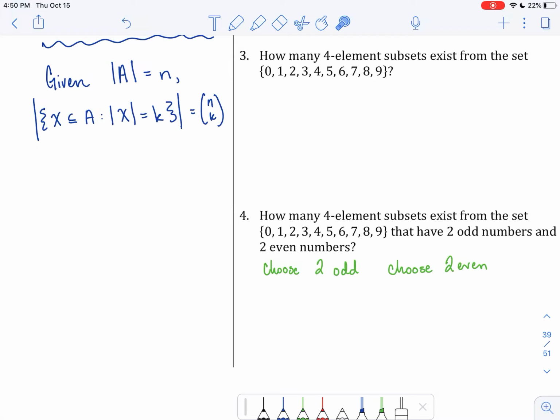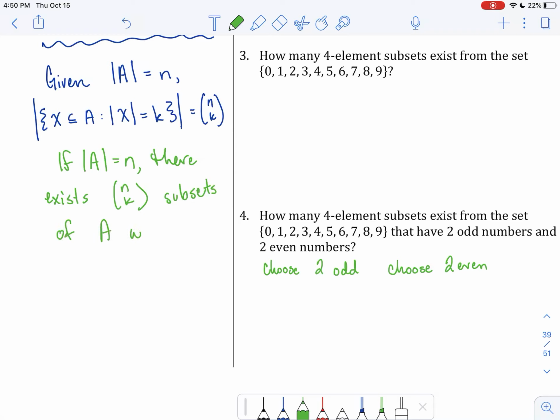Now, this is helpful in a lot of ways, and I'm just going to write this again in a way that will hopefully be especially clear: if A has n elements, there exist n choose k subsets of A with k elements.